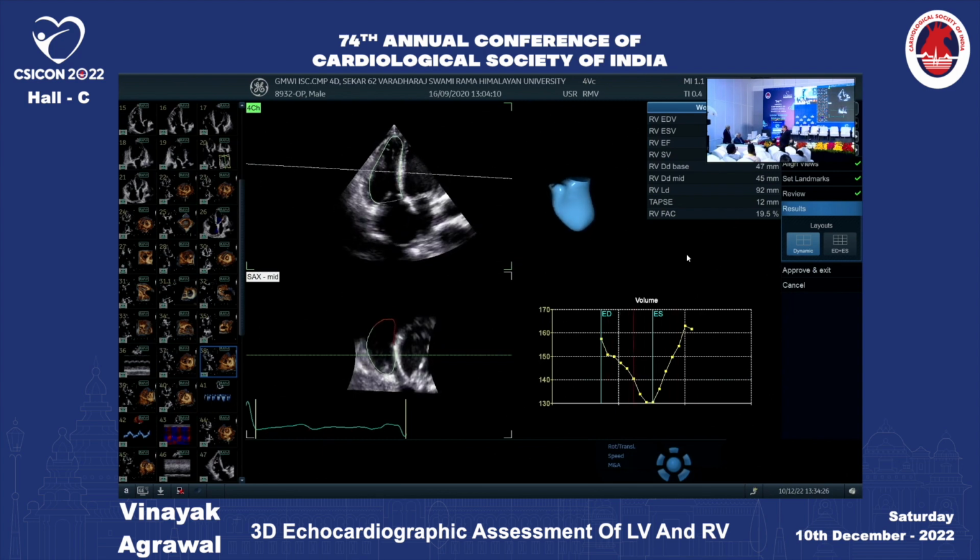This happens, and it depends upon your data set. You have to acquire it properly without any reverberation and all that, because it's very easy to mistake an artifact which mimics the RV free wall for the RV free wall, which is outside it. Just like I showed you here.